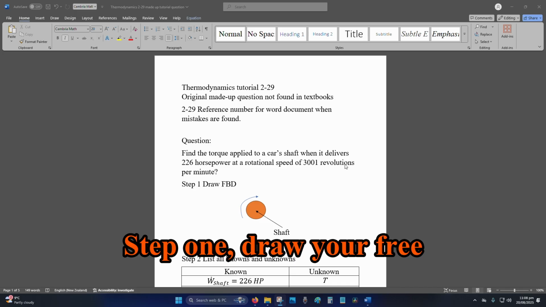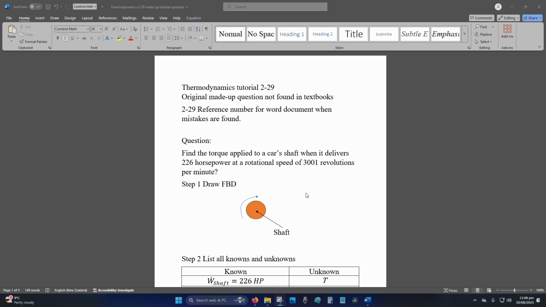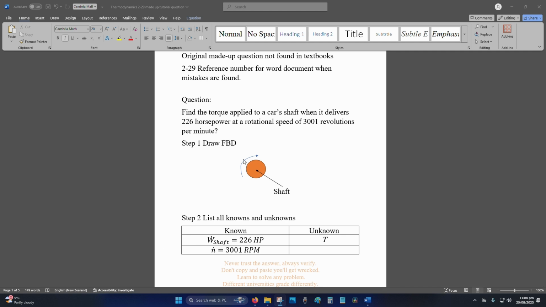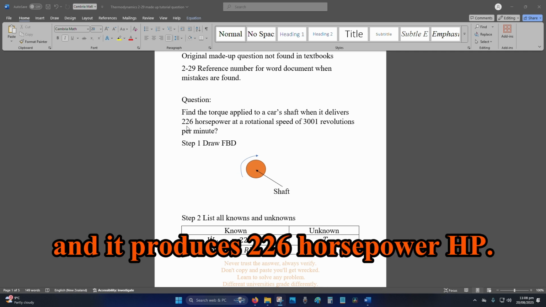Step 1, draw your free body diagram, your FBD. This will help you visualize the problem. We've got a shaft moving at 3001 RPM and it produces 226 horsepower, HP.